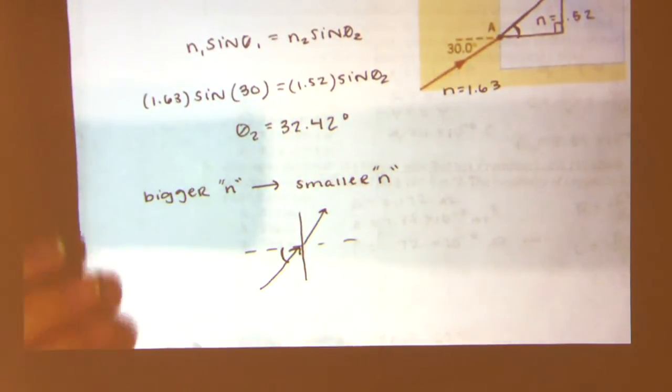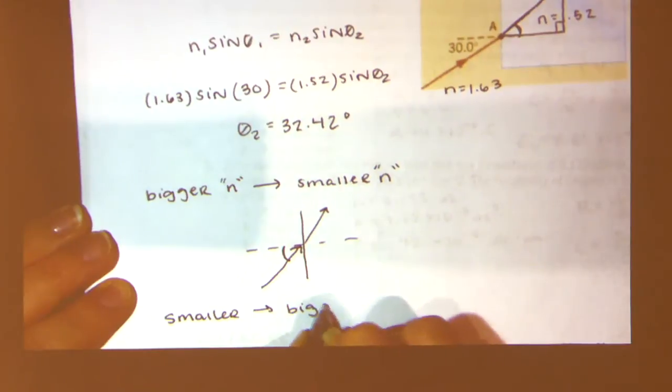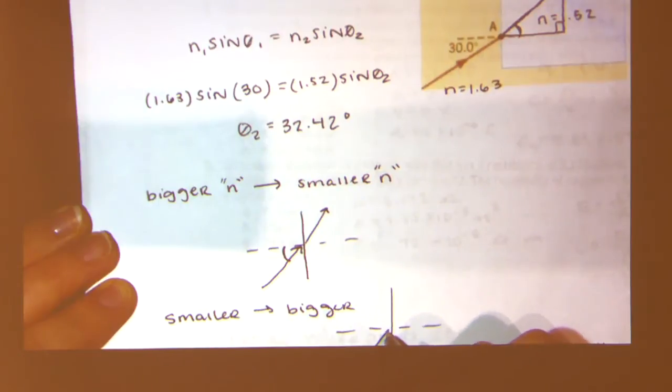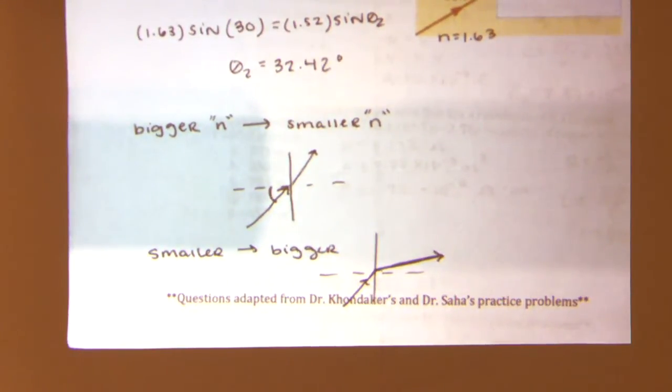It might make sense when you see the opposite. So when we're going from a smaller n value to a bigger one, you have that angle of incidence, and your angle of refraction will be going closer to the perpendicular of the surface. So that's just a side note. Bigger to smaller, you're going more away from the normal. Smaller to bigger, you're going to be going closer to the normal. The normal is just another word for perpendicular.